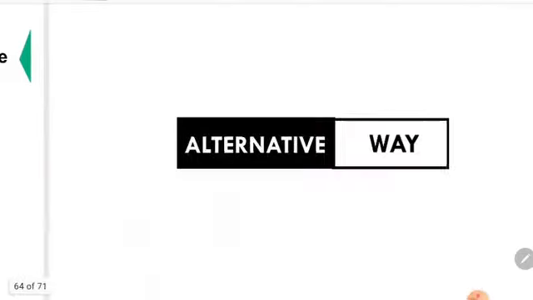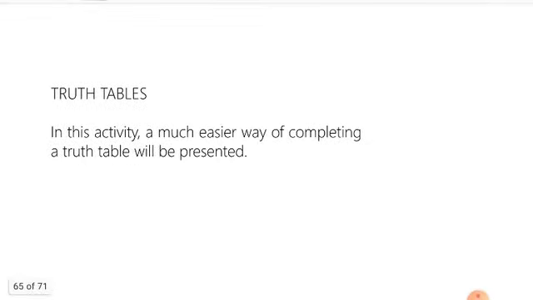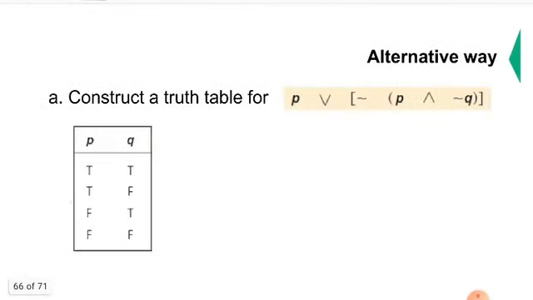True and true. There's an alternative way. I recommend that you use this kasi mas mabilis siyang gawin. Much easier way of completing a truth table. So, this is what you're going to do. You still have to list or to draw the standard table. So, dito apat lang kasi P and Q lang yung given. Wala tayong R. So, write the given.